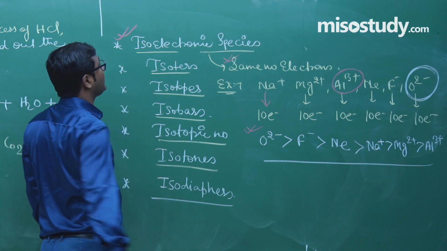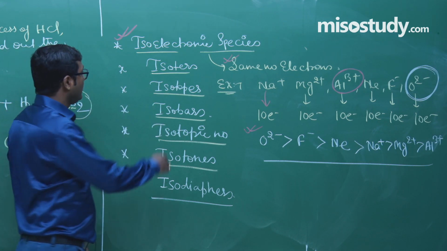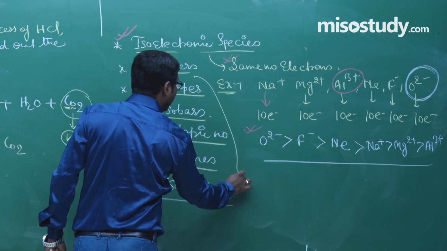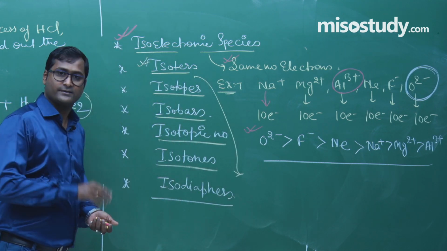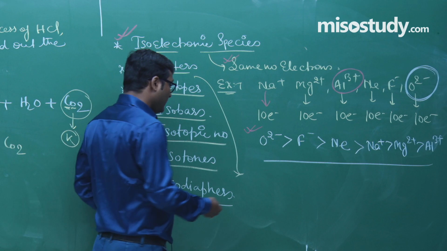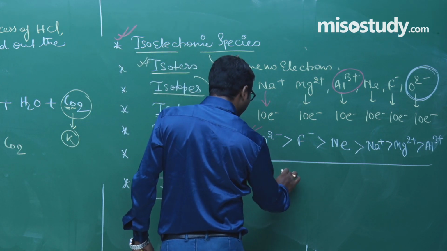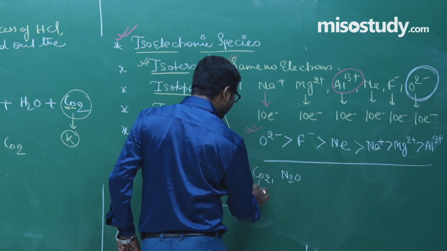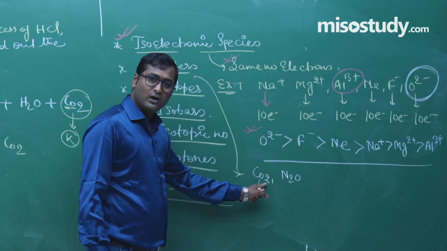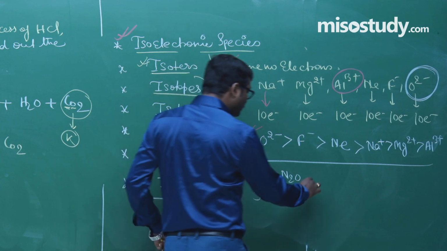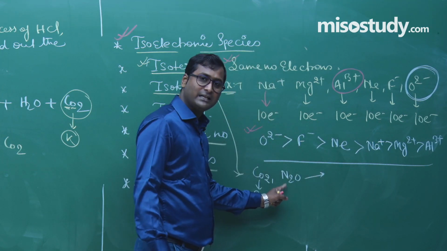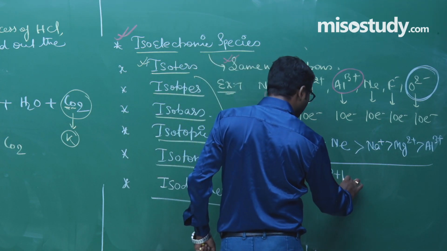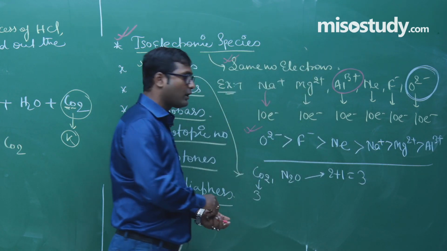What are isotopes? There is a question from this topic in JEE Advanced. What are isotopes? Listen carefully to what I am telling. If I put here CO2 and N2O, look at it, in CO2 there are 3 atoms, 1 carbon and 2 oxygen, 2 plus 1, 3. In N2O there are 2 nitrogen atoms and an oxygen atom, that is 2 plus 1, 3. They have an equal number of atoms.